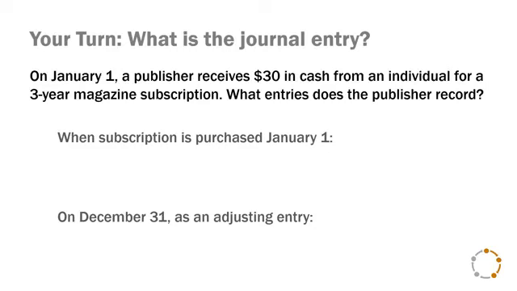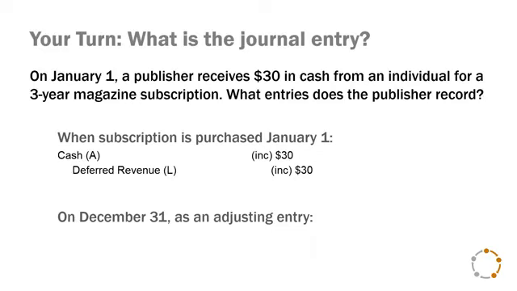How did it go? I bet you were able to tackle this one. Let's take a look. When the subscription is purchased on January 1, the company receives cash from the individual for the magazine subscription. The simple receipt of the cash means a transaction has occurred and something needs to be recorded in the books. Recall from our tutorial that we would record an increase in cash, which is an asset, so it would be a left side entry in the journal entry, for $30 because that's how much cash was received.